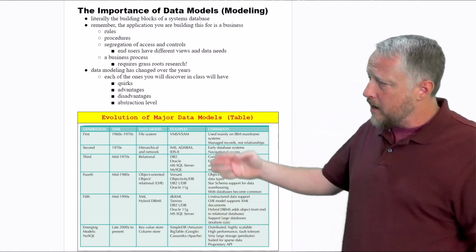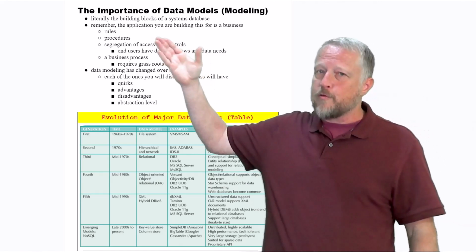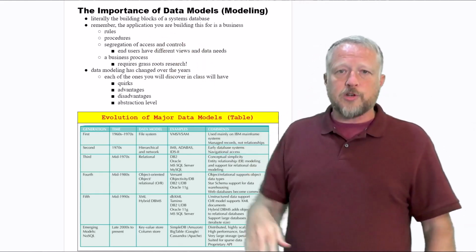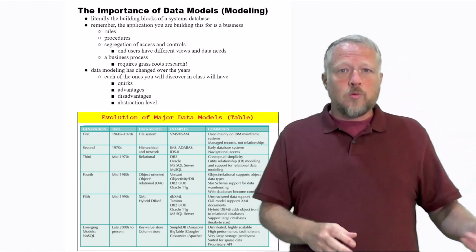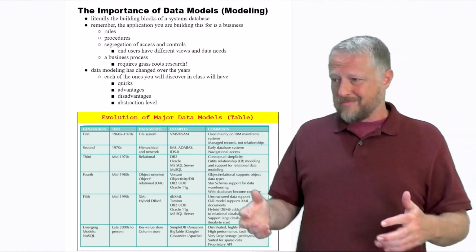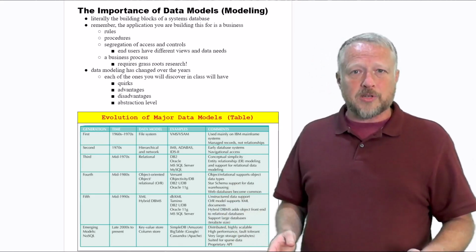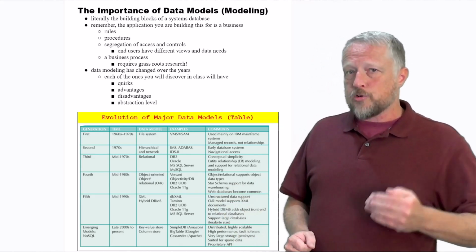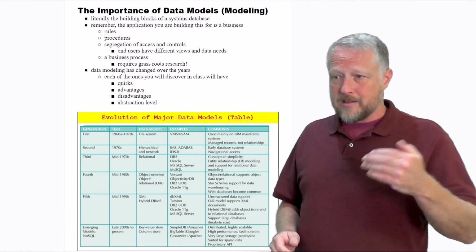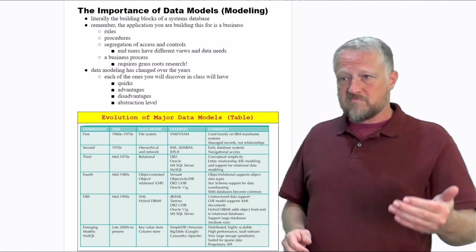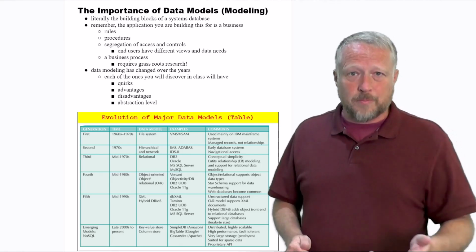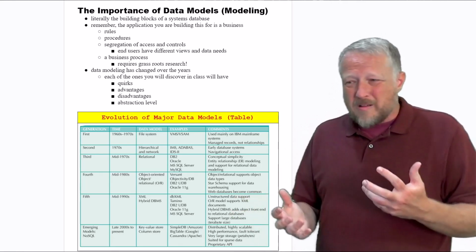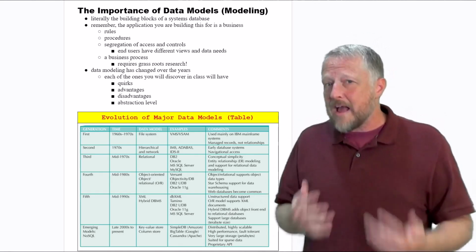Now remember, an application is going to be for a business, so you're going to have rules, procedures, segregation of access and controls. You don't want a customer to be able to mess with payroll or anything else like that, but you do want them to have access to leave a deposit for some buy that they just did, or to order something. So notice there'll be different ways of accessing the data that we have to think about.